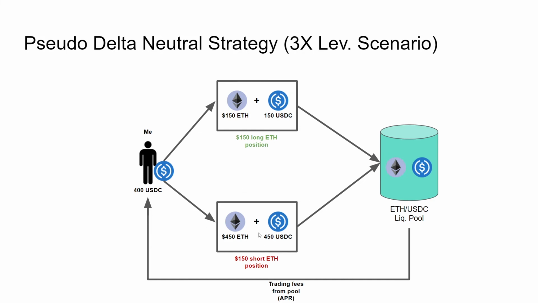So in summary, this is the pseudo delta neutral strategy in which I open up equivalent long and short positions on some underlying asset like Ethereum and use leverage to deposit both these positions into a liquidity pool. And my idea is that as long as I have both of these positions, I remain somewhat delta neutral. I don't care what happens to the price movement of Ethereum. I'm just sitting here collecting the trading fees from the pool. That is the whole point of this strategy.